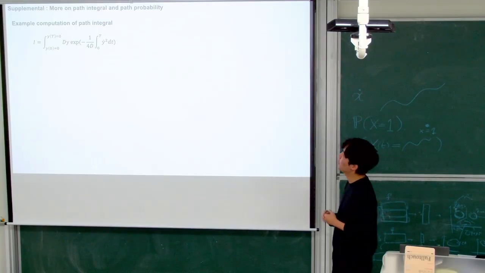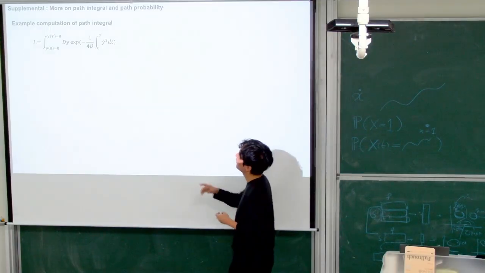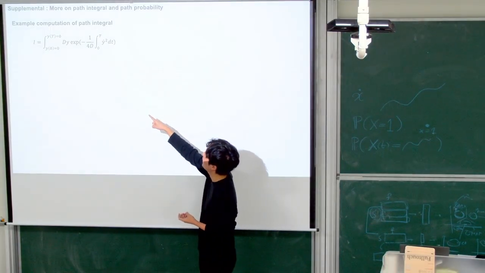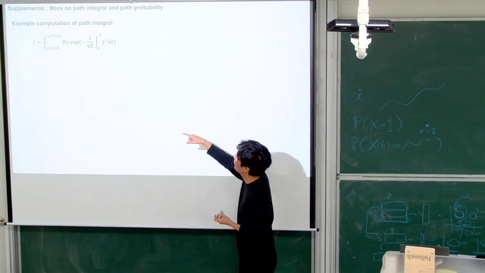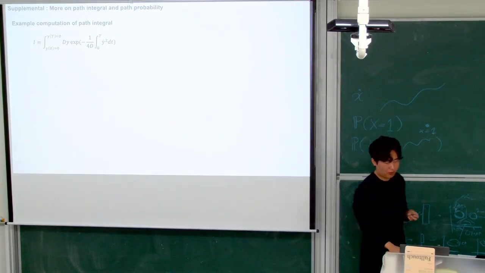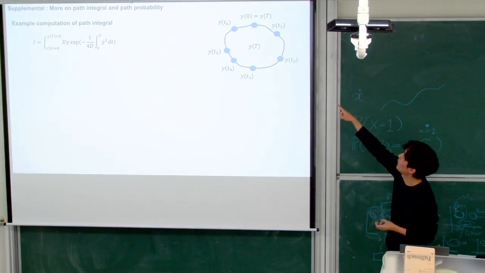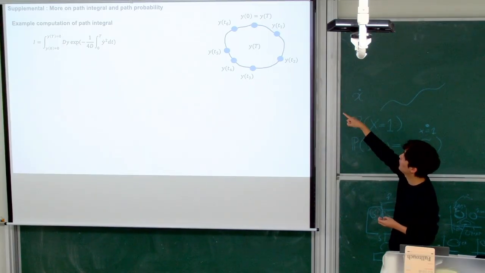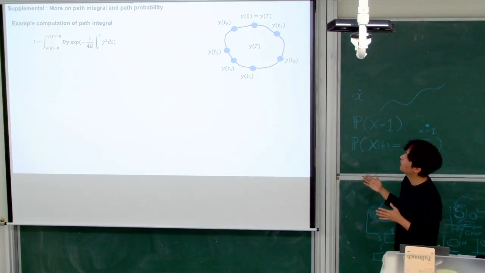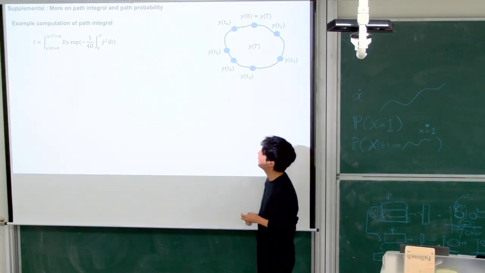Assume that you want to compute the following integral. dy, you notice the path integral, integration over the trajectory. But you have a restriction that the trajectory starts from the same value as its end point. So if you start with y0, you end up with the same thing. With this closed path, you want to integrate the following exponential terms.